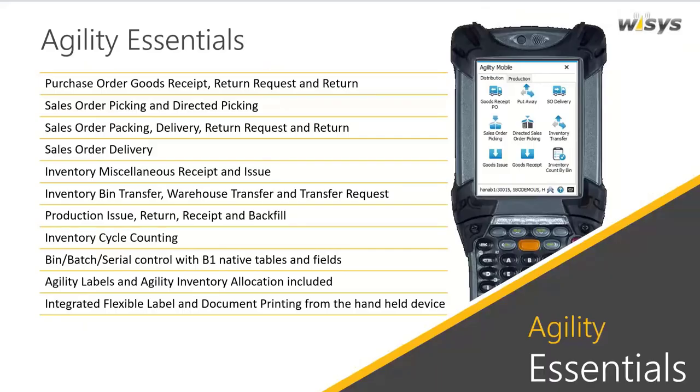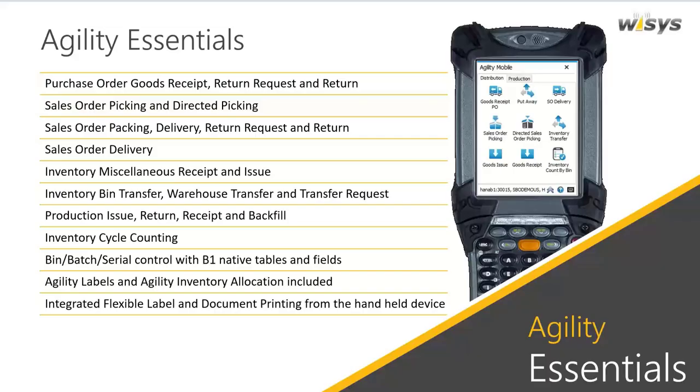Our Agility Essentials is really all the standard SAP Business One transactions. So really anything that has to do with inventory: purchasing, sales, the inventory transaction, production, and so forth. And we use the native Business One tables. So we don't have a separate inventory system, separate item master, separate batches and bins. All that's controlled within standard SAP.